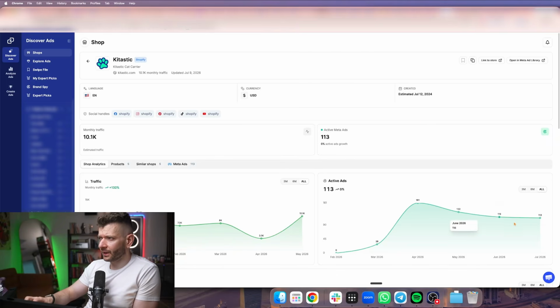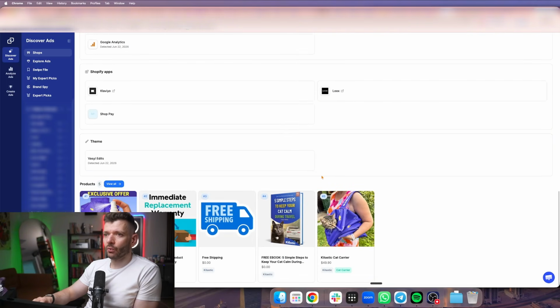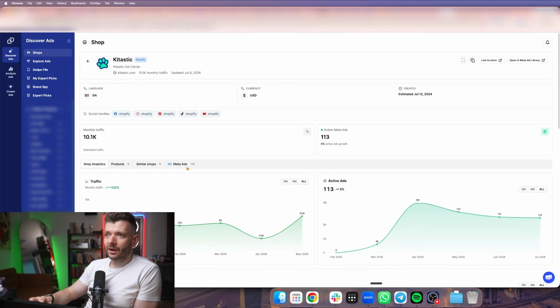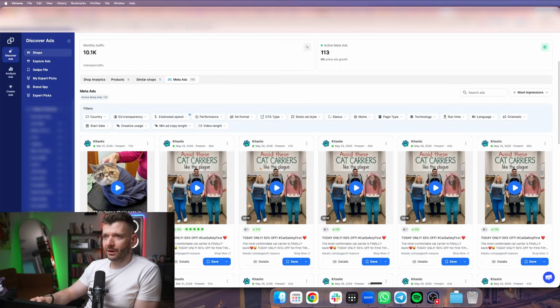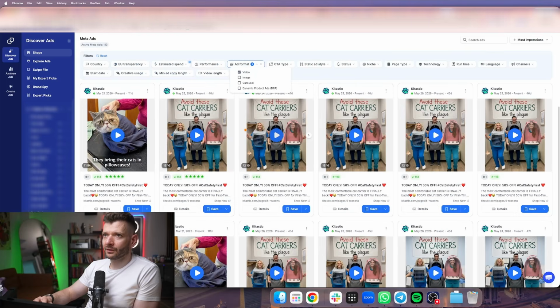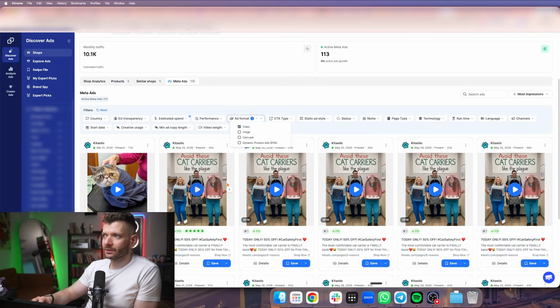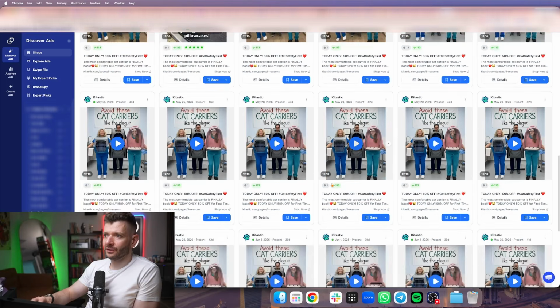So, very close data, and it gives you the indication of what is actually working for a particular advertiser, and also, you know, their best performing products and stuff, right? And from here you can see the ads, right? And so if we look at the diversity of the ads, let's say we have 113 active ads here. If we filter by videos, we have all of these videos here.